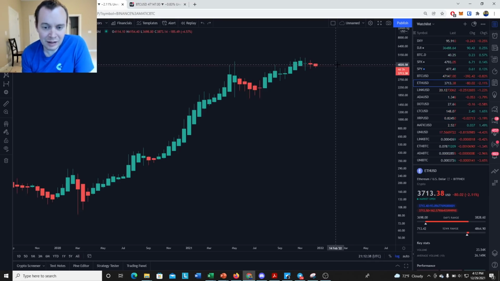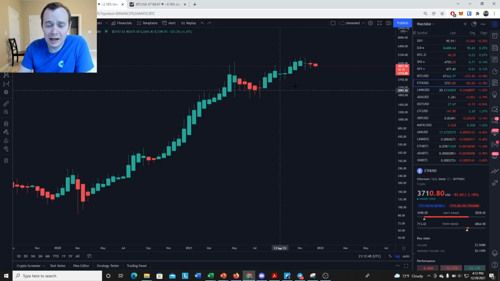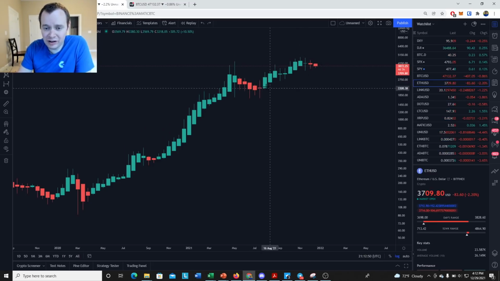So we need to find a local bottom for Bitcoin and by association, Ethereum, and to really turn this momentum around. And once the momentum does turn, hopefully we'll get a number of candles in a row where we actually see some more upside. But look at this.